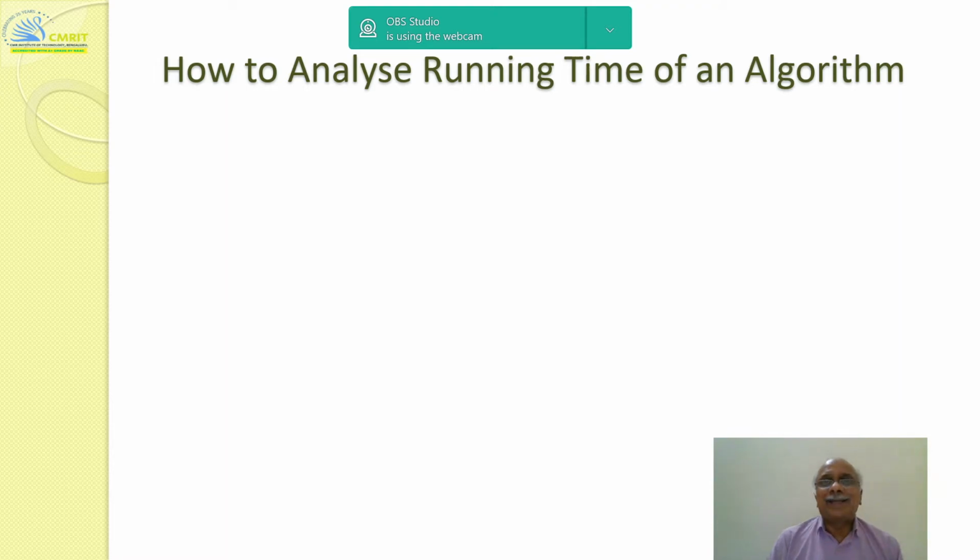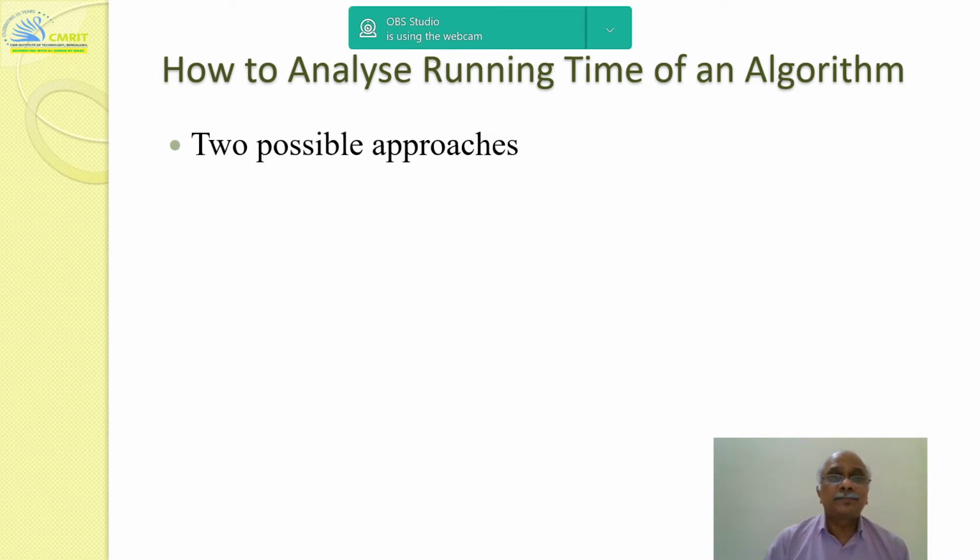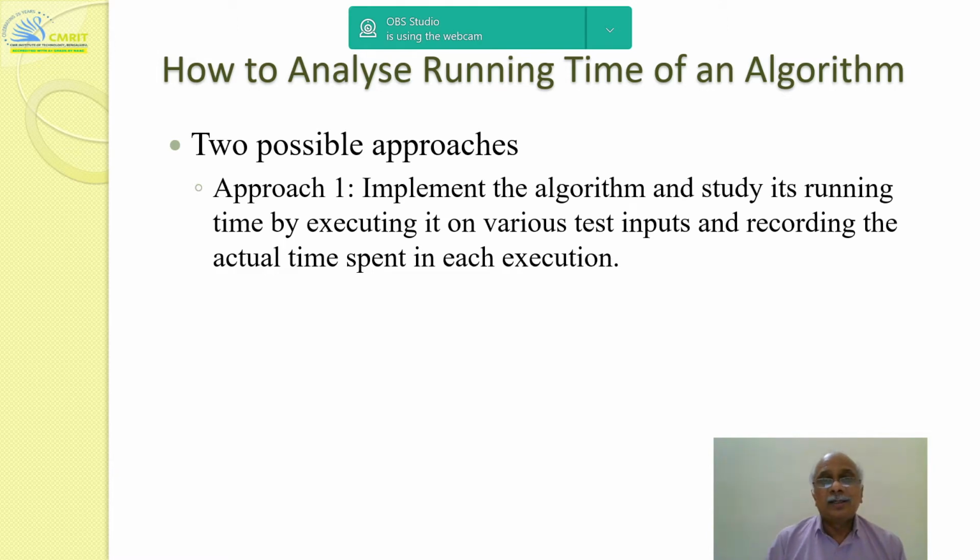Now, how do we analyze the running time of an algorithm? How do we find the running time of an algorithm? There are two approaches possible. The first one is to implement the algorithm and study its running time by executing it. When you execute it, you would have to test with various inputs, and you might plot how the time varies with respect to the input size. When the input is increased, how much the running time varies, etc. So this involves recording the actual time spent in each execution.